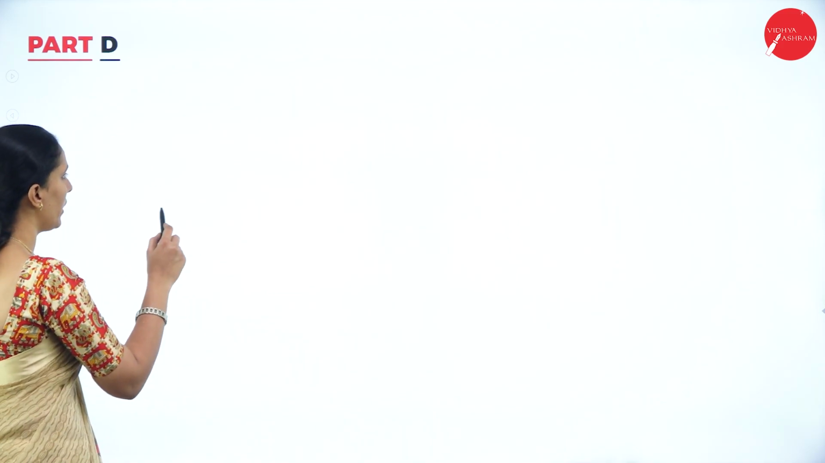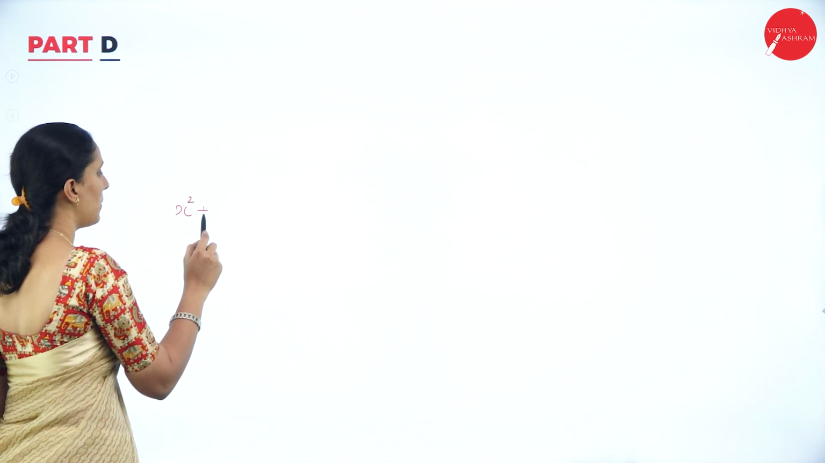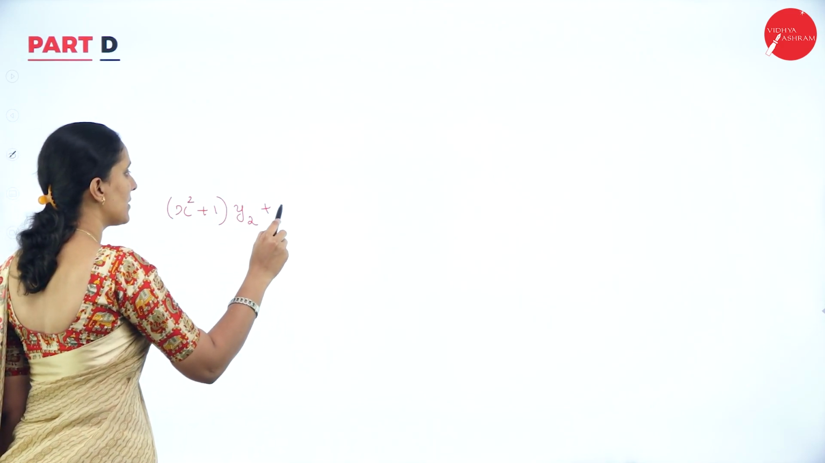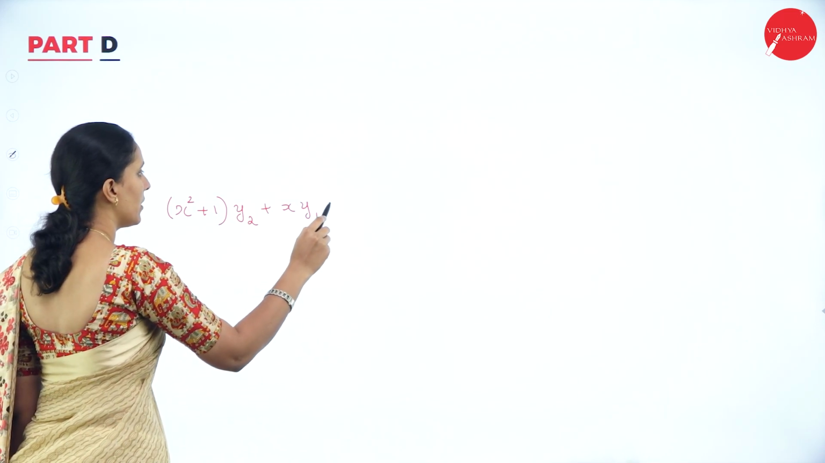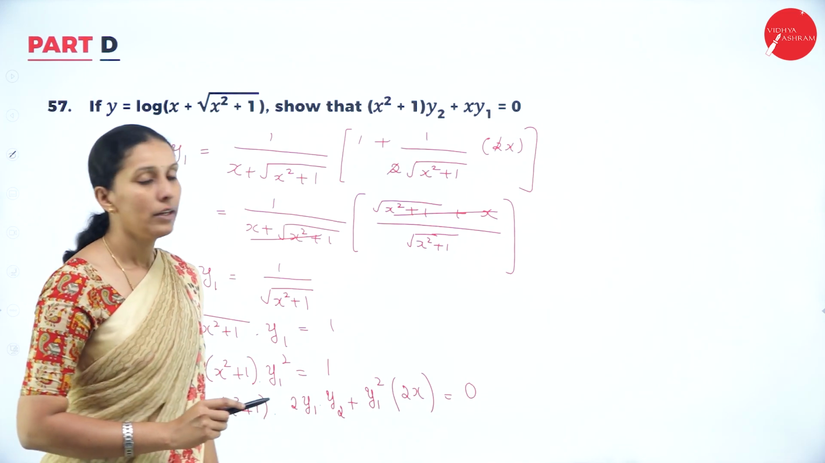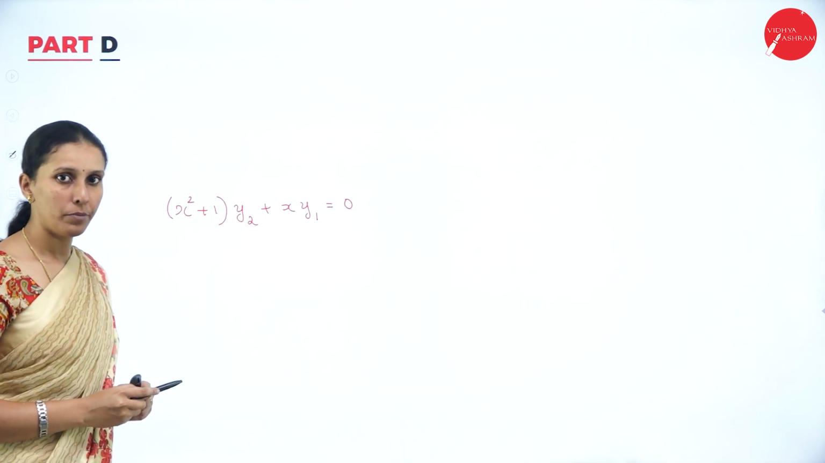So after removing it, we will get x square plus 1 into y2 plus x y1 is equal to 0. So this is what we needed to prove in the relation. Hence we have proved it here.